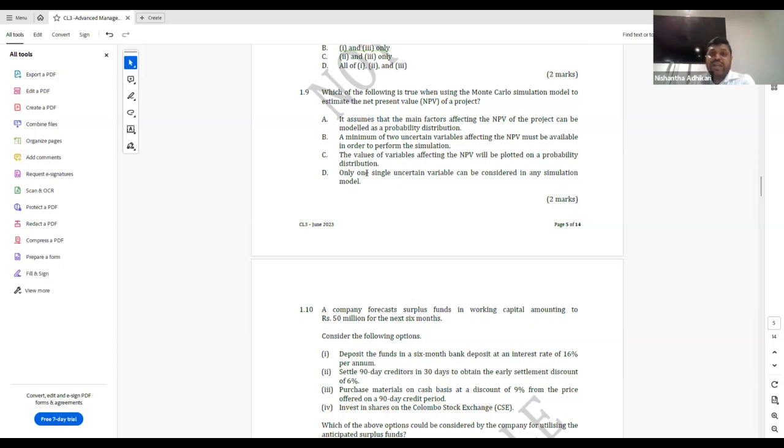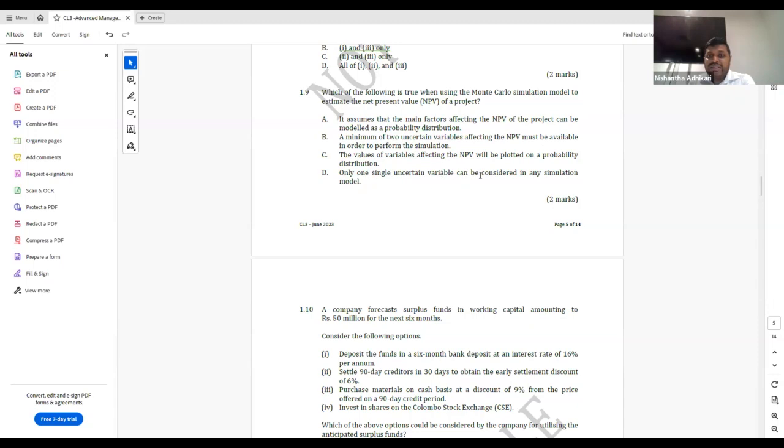Which of the following is true when using the Monte Carlo simulation model to estimate the net present value of a project? Okay, it assumes that the main factors affecting the NPV of the project can be modeled as a probability distribution. A minimum of two uncertain variables affecting the NPV must be available in order to perform the simulation? Not only two. The values of the variable affecting the NPV will be plotted on a probability distribution? Not the values, the factors affecting the NPV.